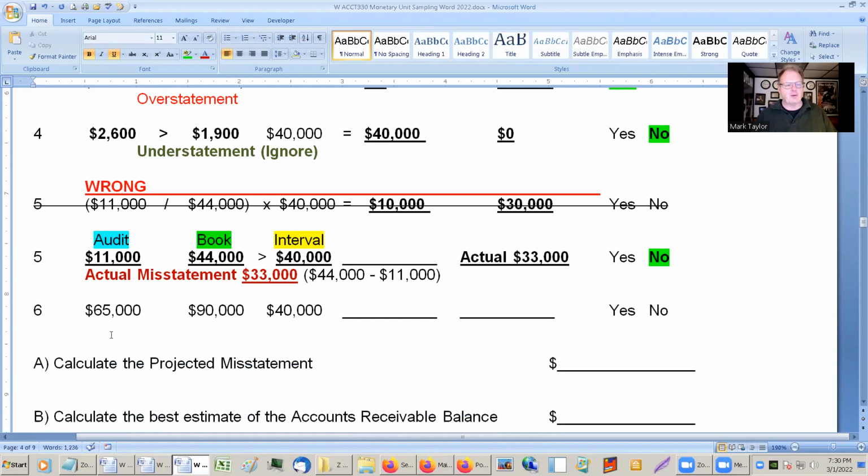Okay, and we're going to do the same thing down here. Let me be quiet and see if you can figure out this one down here. And again, you'll notice that the book value is more than the interval. In fact, this one would cover 2 intervals, at least 2. It might cover 3.